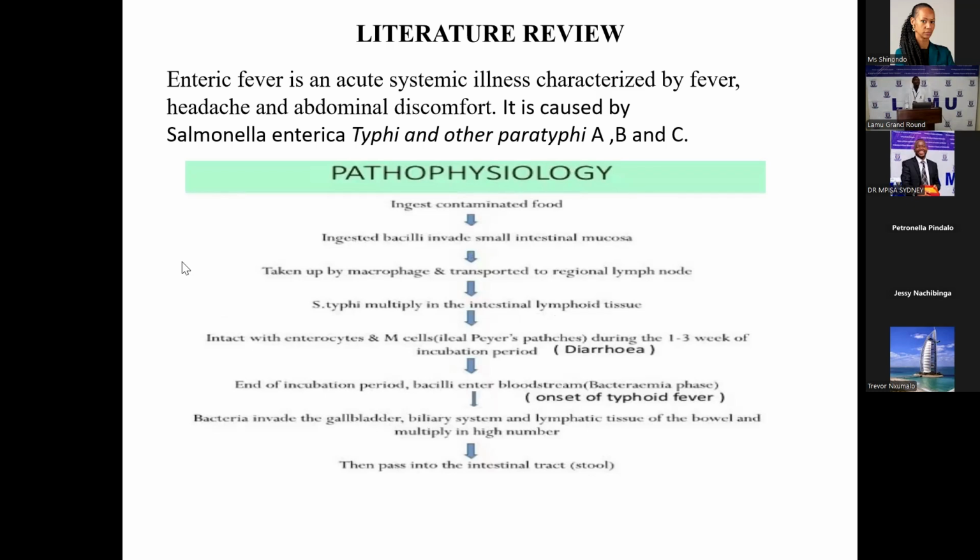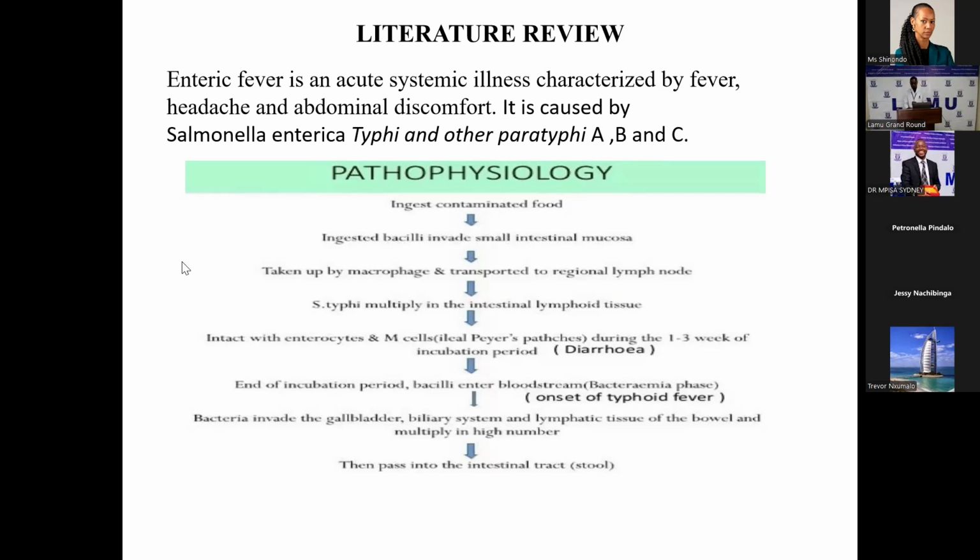Just a short description of this type of bacteria. These are of the family Enterobacteriaceae, gram-negative rods. They have flagella that help them move around and are facultatively anaerobic, meaning they are able to survive with or without oxygen.